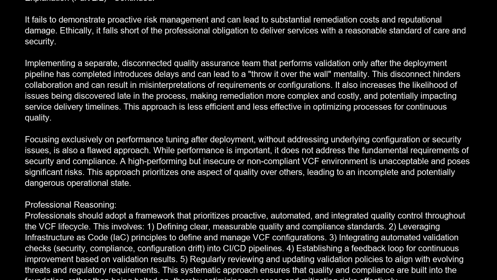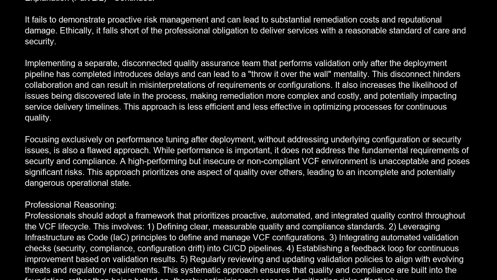Implementing a separate, disconnected quality assurance team that performs validation only after the deployment pipeline has completed introduces delays and can lead to a throw-it-over-the-wall mentality. This disconnect hinders collaboration and can result in misinterpretations of requirements or configurations. It also increases the likelihood of issues being discovered late in the process, making remediation more complex and costly, and potentially impacting service delivery timelines. This approach is less efficient and less effective in optimizing processes for continuous quality.